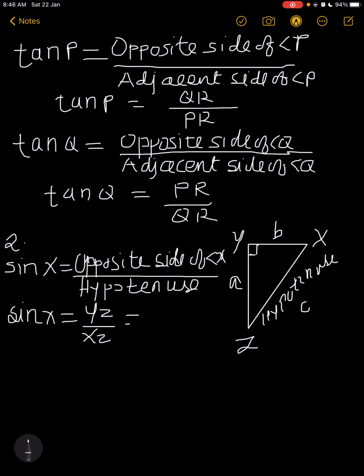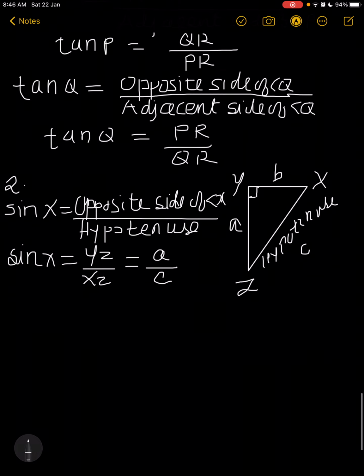YZ is a in length, XZ is c. So in this question number 2 we have to show the answer ratios and their lengths also. YZ, XZ. Last time we wrote only the sides' names, but this time we have the sides' names as well as their lengths. So a upon c will be the answer.